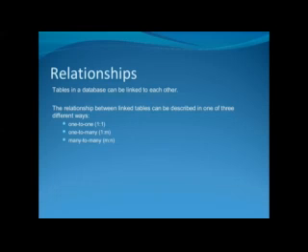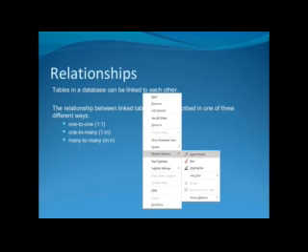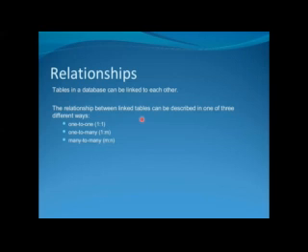A table in a database can be linked to other tables. Every table has some connections. The relationship between linked database tables can be described in one of three forms: one to one, one to many, and many to many. Let's see an example so we get clarity here.